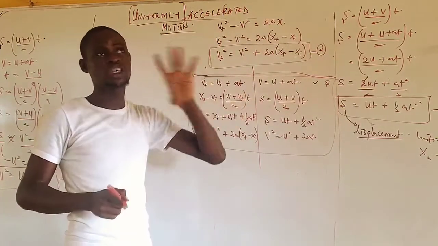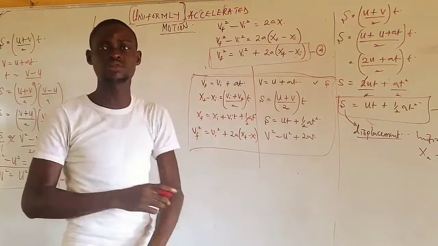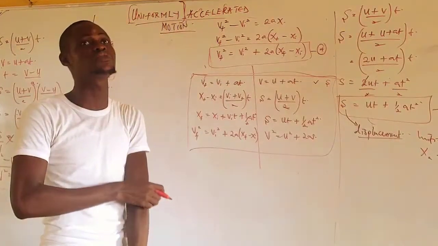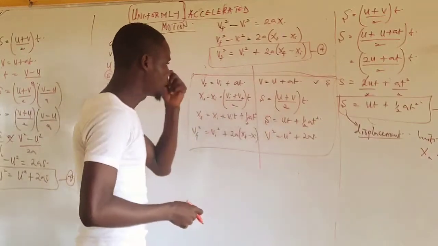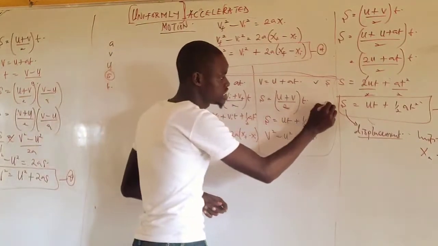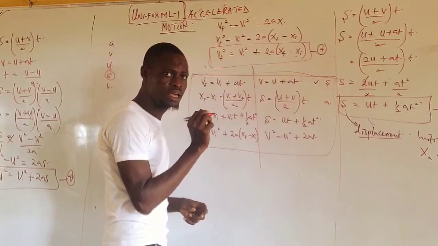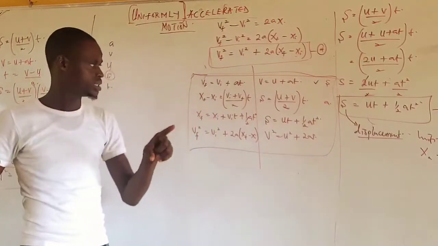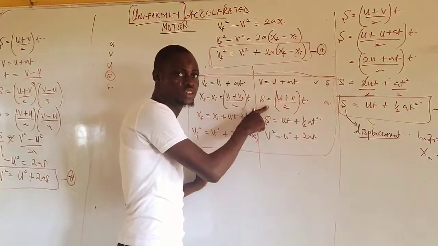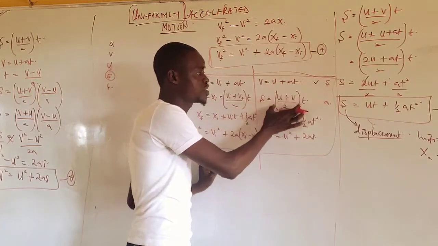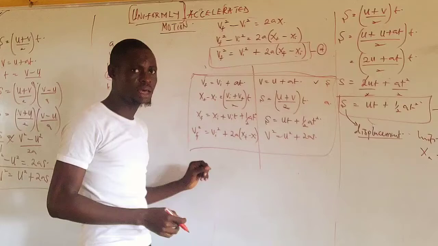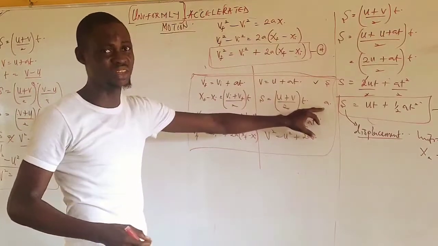If you read the question very well, you notice that there is no distance in it, even though you are not asked to find it. But if the acceleration is missing in the question, then you have to apply the average velocity formula: total distance equals average velocity times time, because it is this one that does not have acceleration.